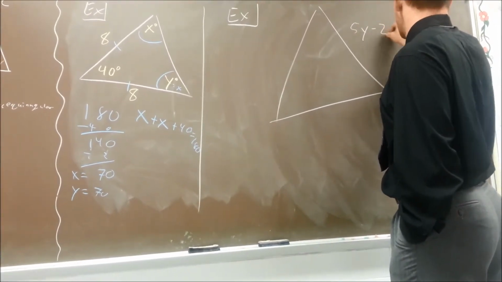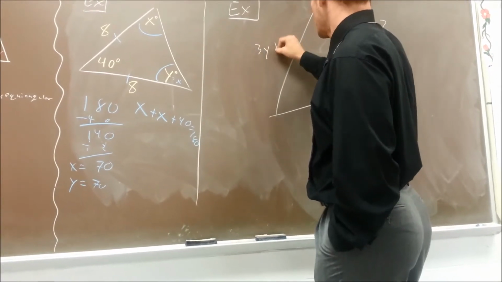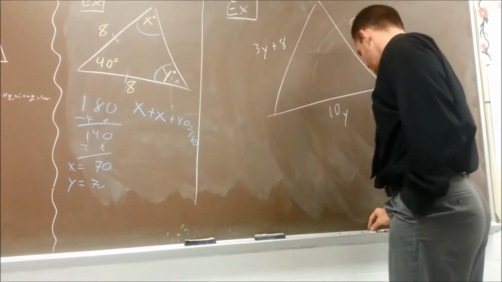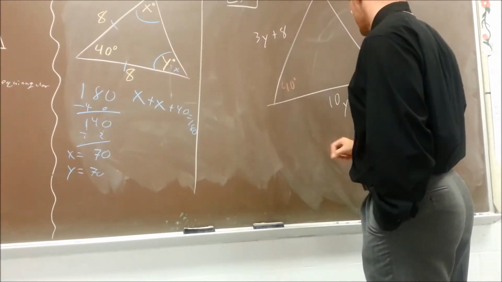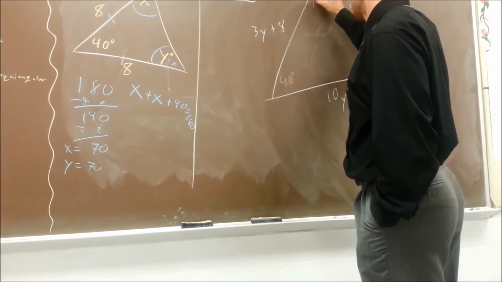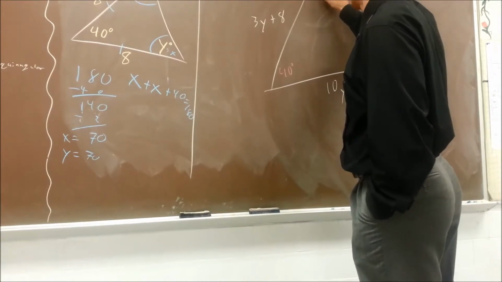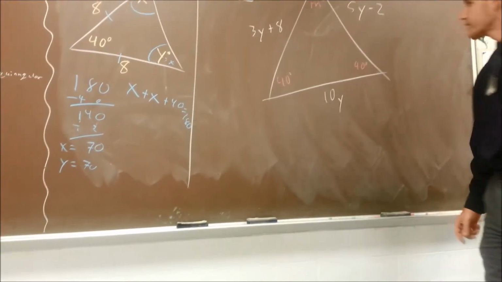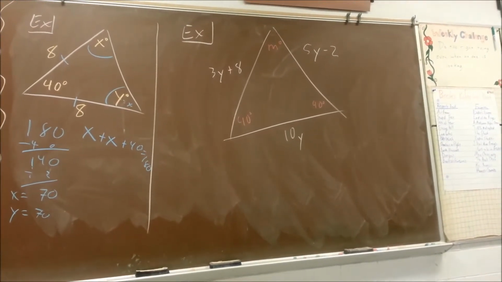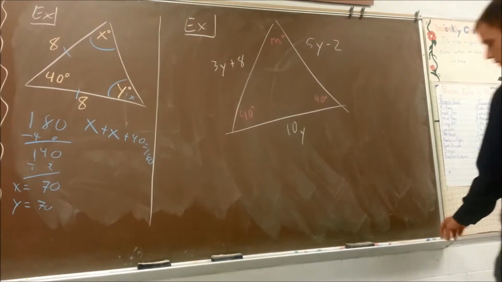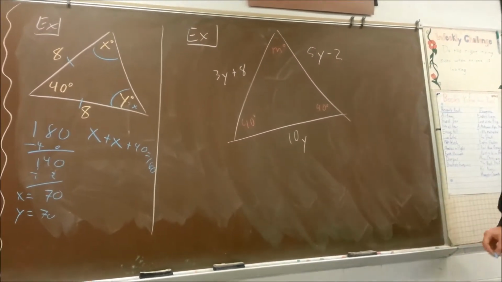y minus 2, 10y, 3y plus 8, 40 degrees. 40 degrees means this is, we'll have you figure that one out. 2 degrees. Right off the bat, what do we notice? Yes, sir? The two angles are congruent.